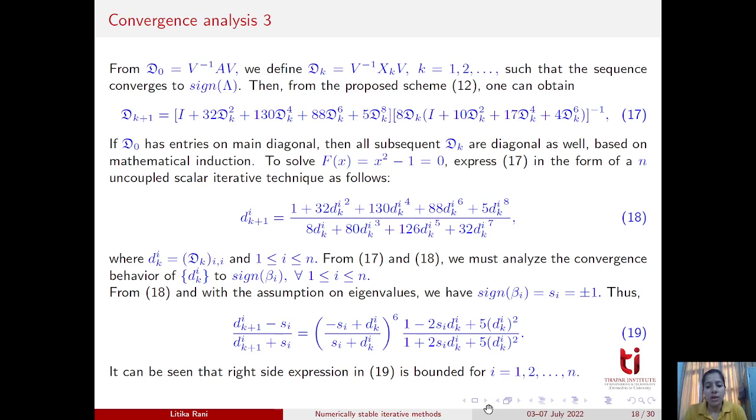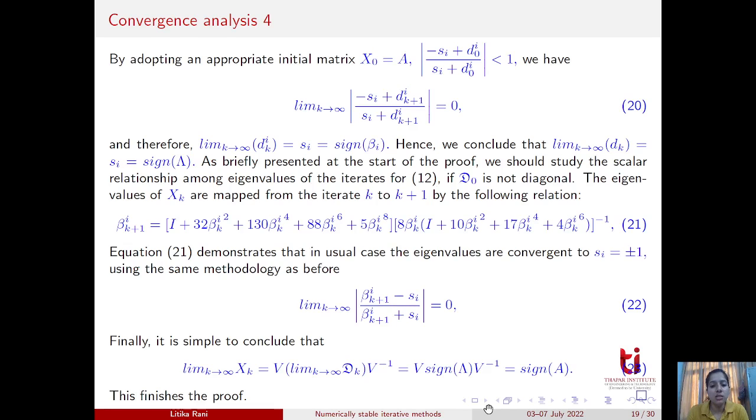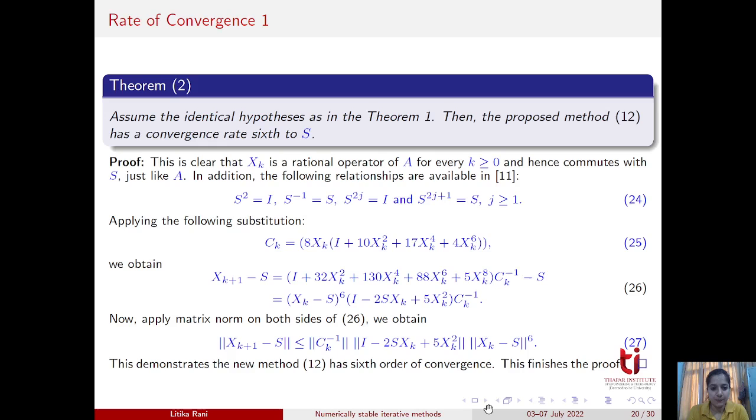So with the assumption of eigenvalues, we can obtain expression 19, which shows that it is bounded and under some conditions the mod value of this is less than 1. This shows that the dk_i's are converging towards sign of beta_i, and accordingly we can say that as k tends to infinity, Dk is converging towards sign of lambda. Similarly, if D0 is not diagonal, we can prove accordingly that the method converges towards sign of A as given in expression 23.